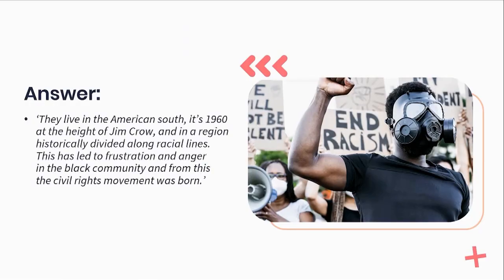They live in the American South. It's 1960 at the height of Jim Crow, and in a region historically divided along racial lines. This has led to frustration and anger in the Black community, and from this, the Civil Rights Movement was born. Now, once again, this is an incredibly simplified version of this answer, and of course, in your research phase, you will be asking more intelligent questions and come to a much more long-form answer.